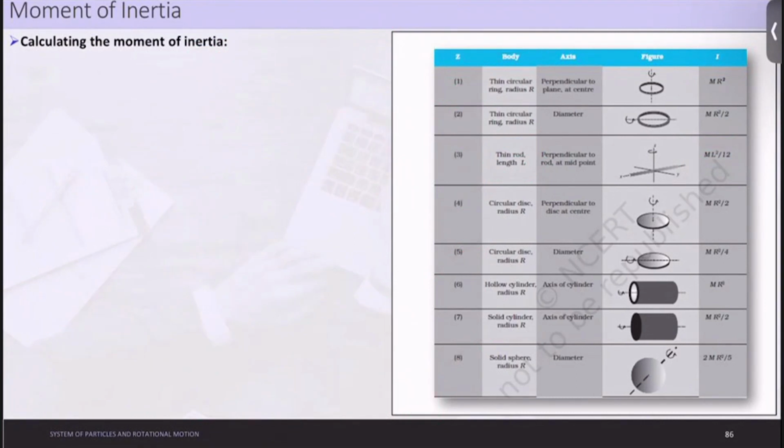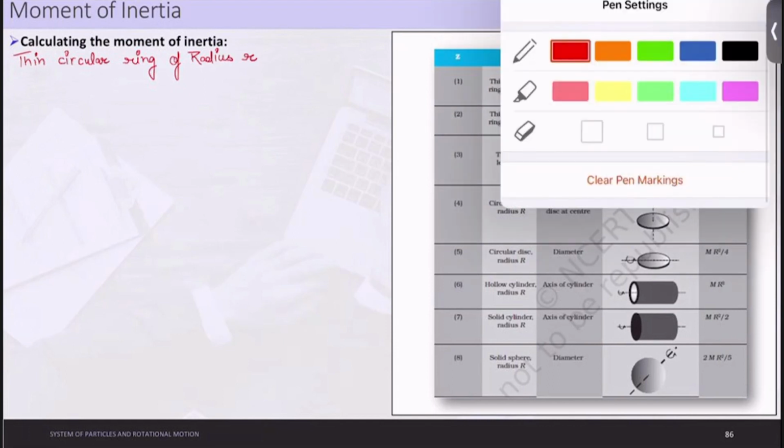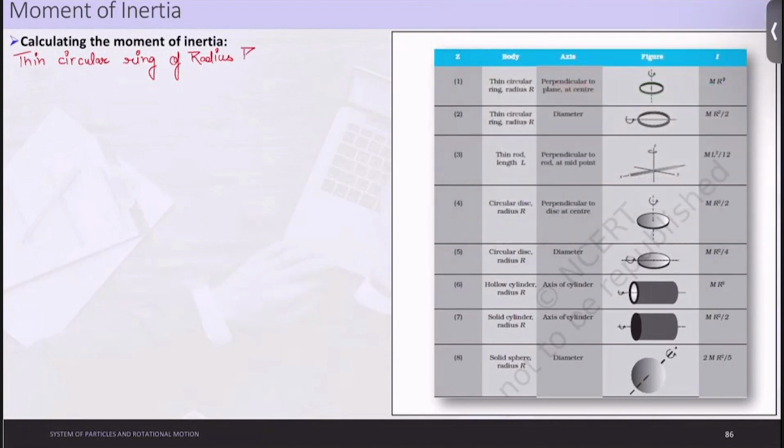Let us first do a simple one. Let us try to calculate the moment of inertia of a thin circular ring of radius r. Okay. So let me just write. It's a thin circular ring of radius r, or let me write it as capital R, because this will make a difference when we try to use it for infinitesimal elements. Okay, so how to do it? First of all, let me make a quick diagram.